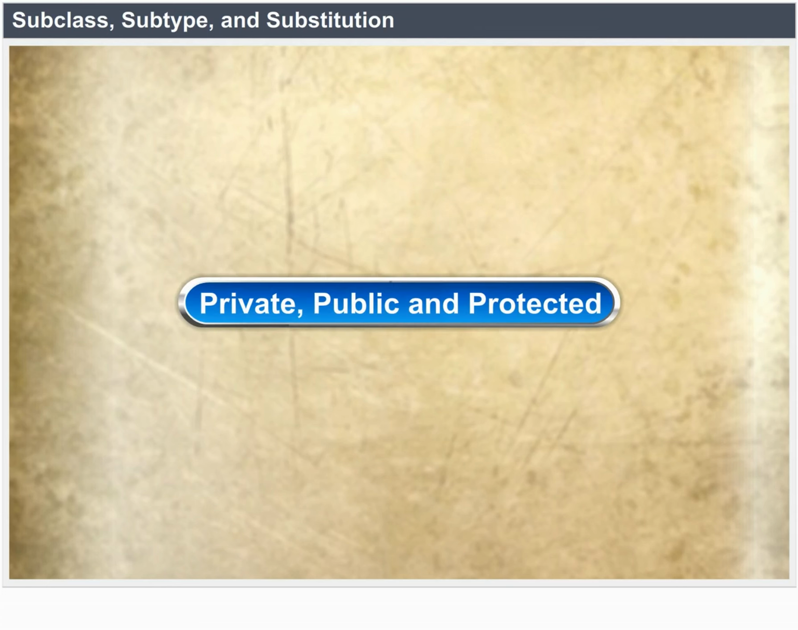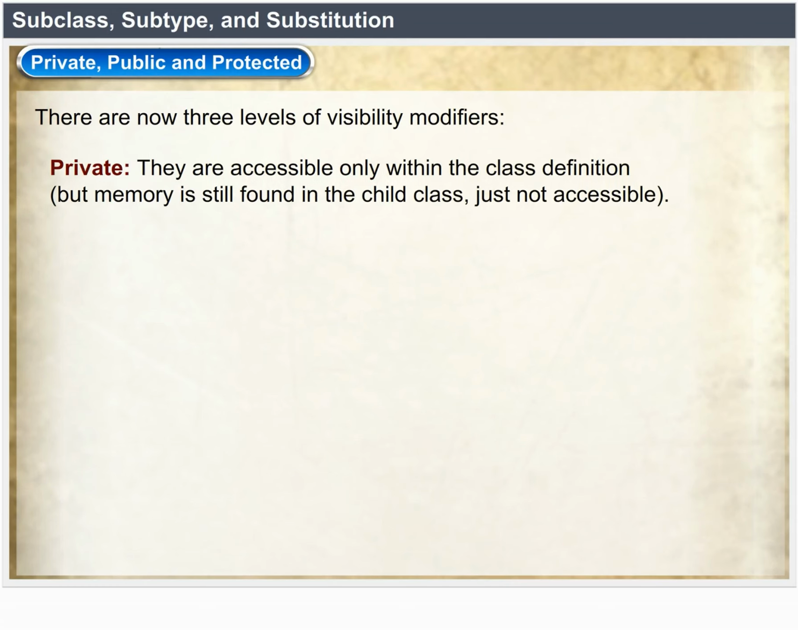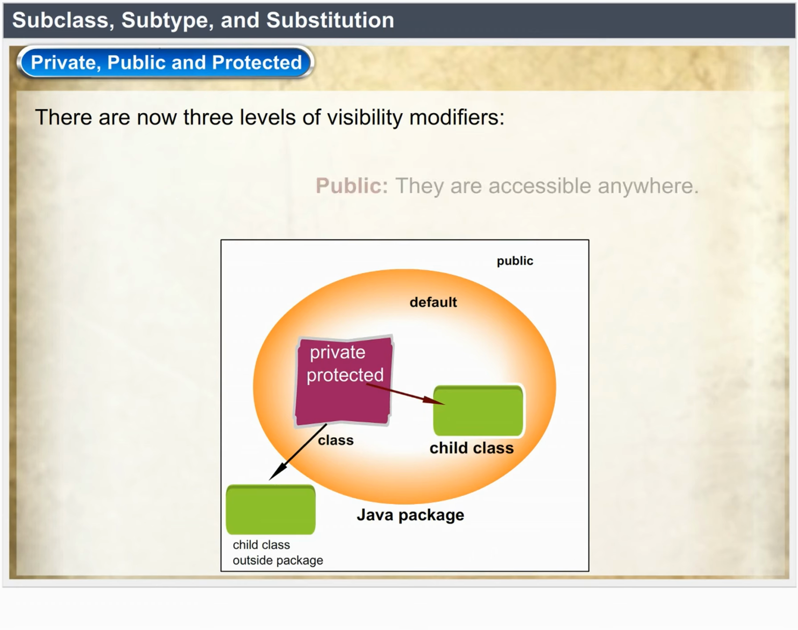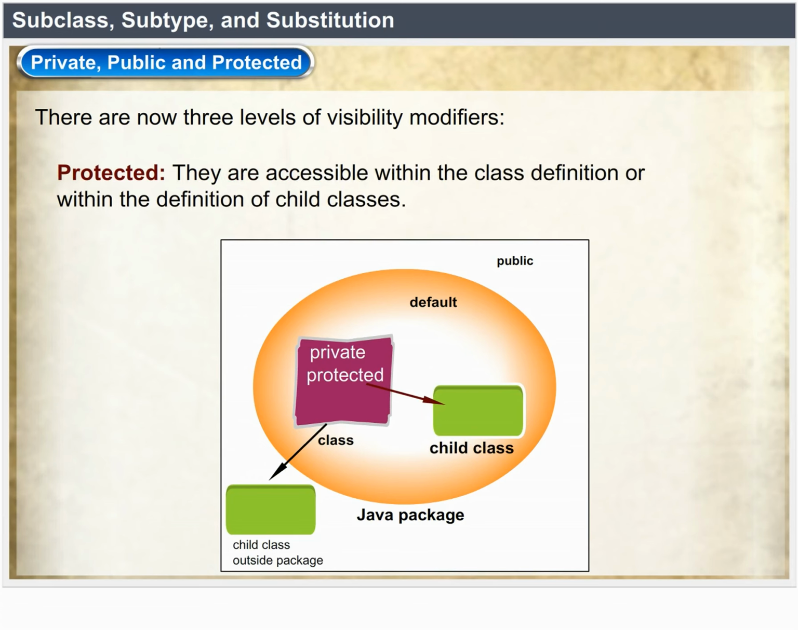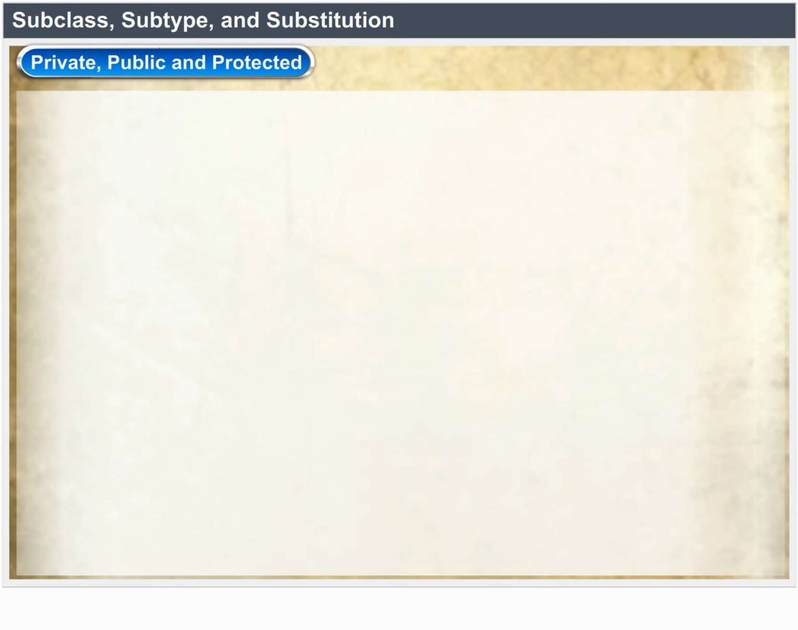Subclass, subtype and substitution. Private, public and protected. There are now three levels of visibility modifiers. Private: accessible only within the class definition, and although the memory is still found in the child class, it is not accessible. Public: accessible anywhere. Protected: accessible within the class definition or within the definition of child classes. Note, Java interprets protected to mean accessible within the same package.